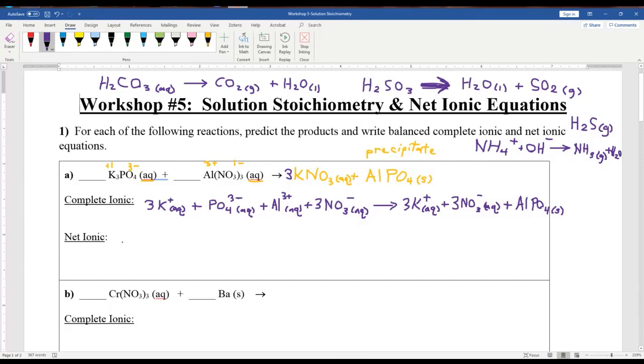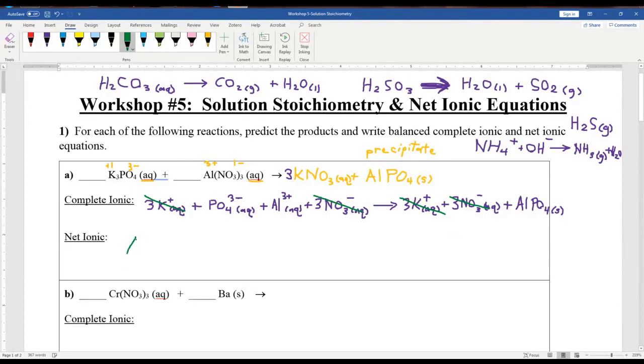All right, now for the net ionic equation. All you have to do, so this is the easy part, is identify anything that's present on both sides of the complete ionic equation and cancel it out. So what cancels out here? Well, how about 3 potassium plus on both the left and the right? There you go. And what else? Both nitrates, so 3 nitrate minus.